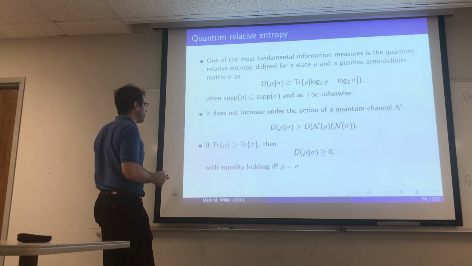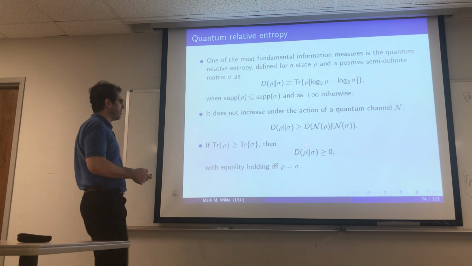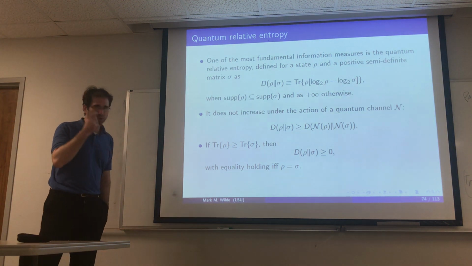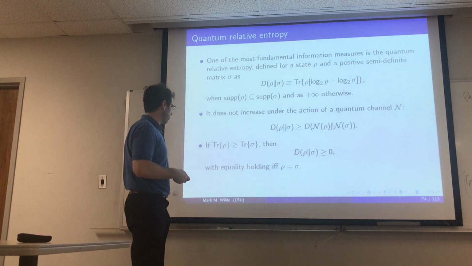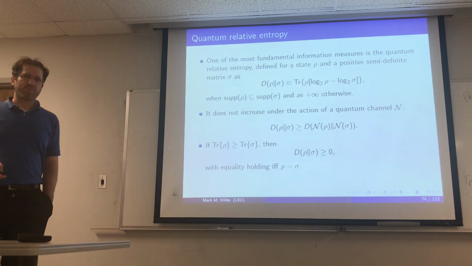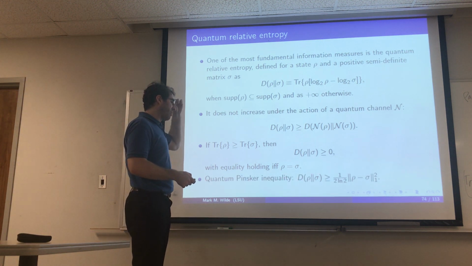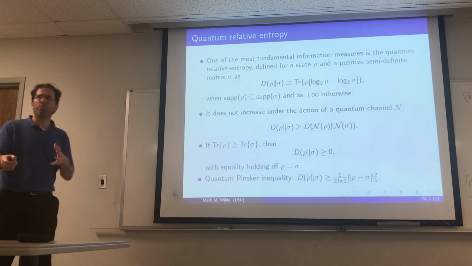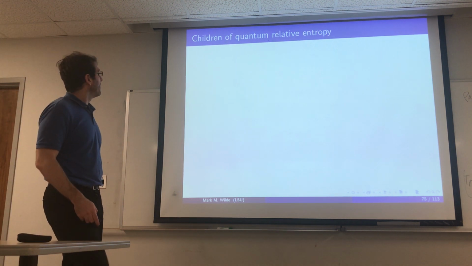Okay. So that's its core property, and if you have this condition satisfied, it's non-negative. In particular, if both rho and sigma are quantum states, the trace is 1 for both, and then you can prove that it's non-negative. And the equality holds if and only if rho is equal to sigma. There's a measure of distinguishability that I skipped called trace distance, and this Pinsker inequality gives you a way to relate relative entropy to trace distance.